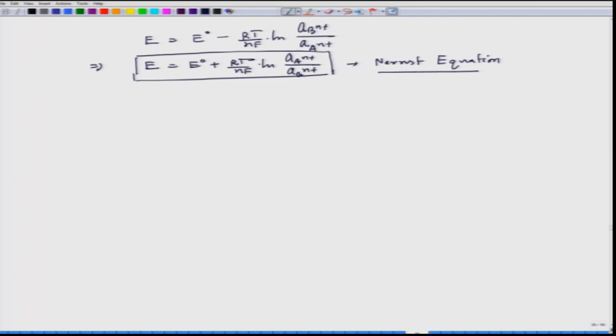Now, if we write this thing in terms of the copper and zinc reaction, then we can write E equal to E0 plus RT over 2F ln of activity of copper++ over zinc++. So, at that time n becomes 2 for this reaction.